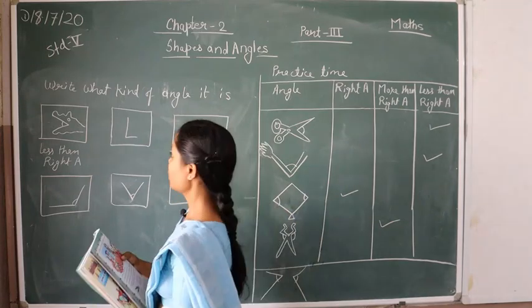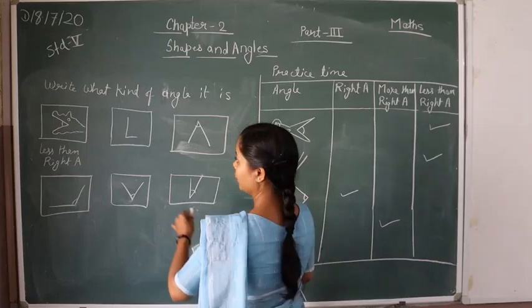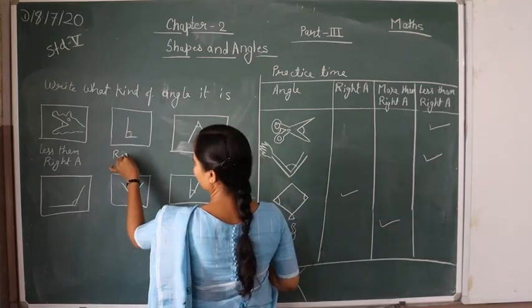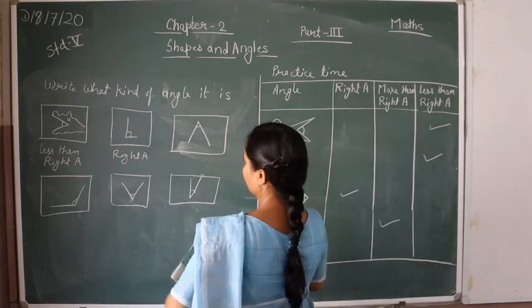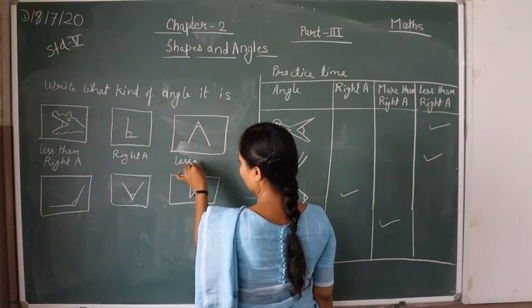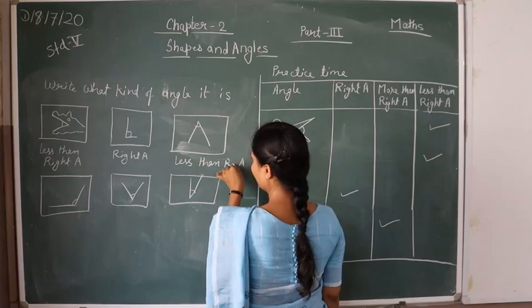Okay, this is an L shape. L shape is called right angle. Then this is less than L, so we say that it is less than right angle.